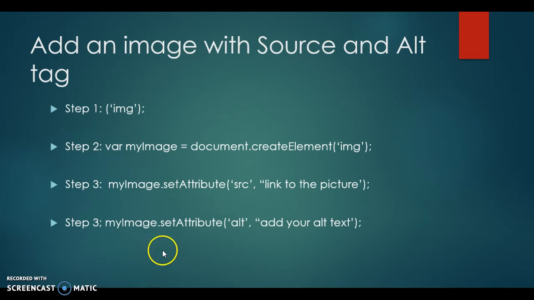Then step 3 would be where we do the same exact process: myImage.setAttribute again, but alt instead of src. And then we would add the alt text, whatever text you're going to make, and that would set the attribute alt to equal whatever text you put here, just like it would set the attribute src to equal whatever the link or address you put for that picture.